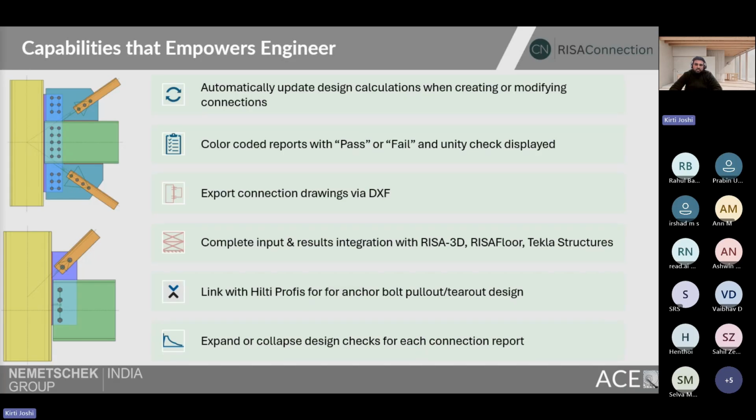And next, the results are presented in a very clear and color-coded format that shows the pass or fail status of each component, along with the governing unity ratio, which makes it easy to identify the critical limit state.